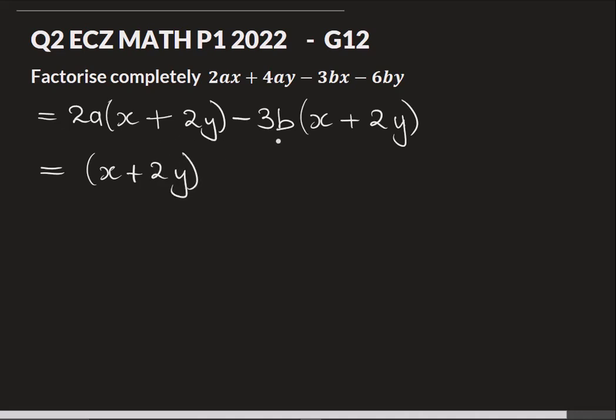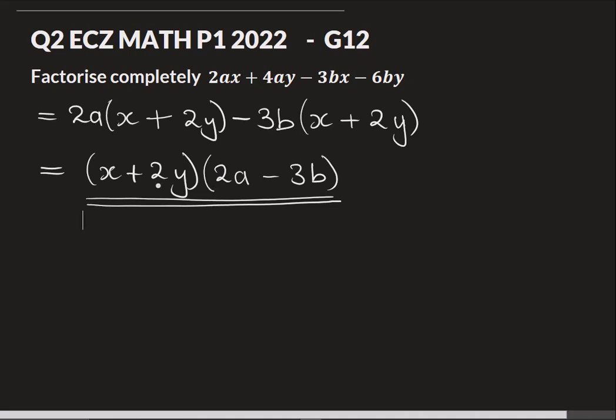Next, we'll write what's common in the parentheses here. X plus 2y is common in both parentheses or both brackets. Then we have a 2a which will be left, and a minus 3b. Notice that this working strategy, if you were to multiply or expand this, we had the question that asked us to expand.